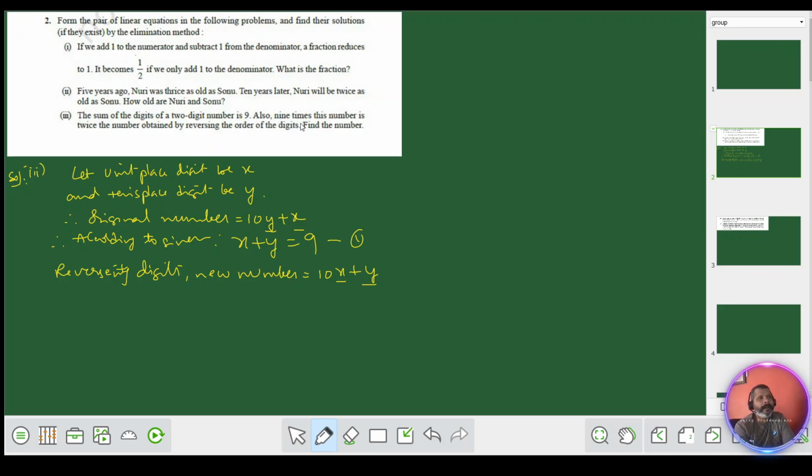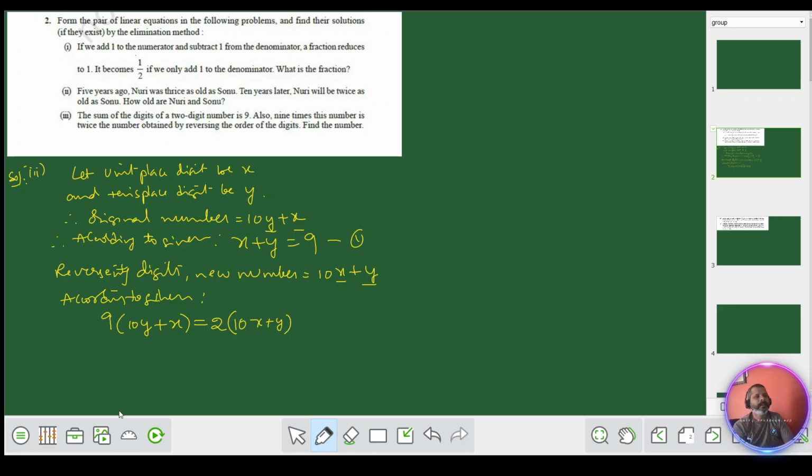It will be easy if you understand the concept. Now read the question. 9 times this number. What do you mean by this number? It is the original number, because if you further read, you will understand 9 times this number is twice the number obtained by reversing the digits. According to given, 9 times this number means 9 of 10y plus x, which is the original number, is twice the number obtained by reversing the digits. What's the number obtained by reversing the digits? 10x plus y, because the digits are reversed here.